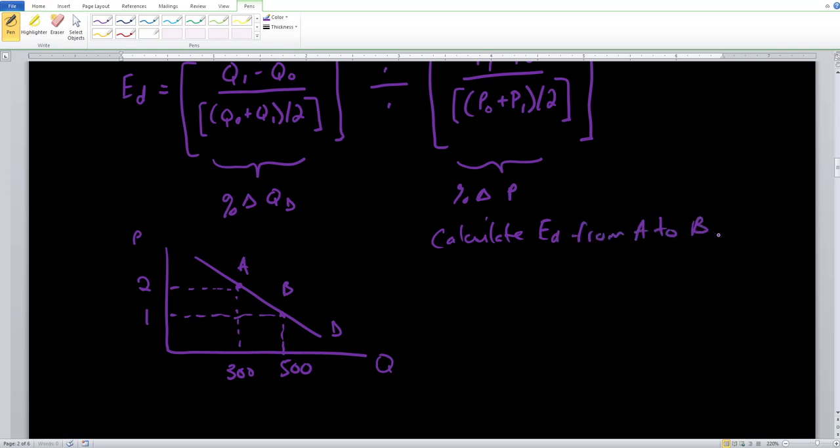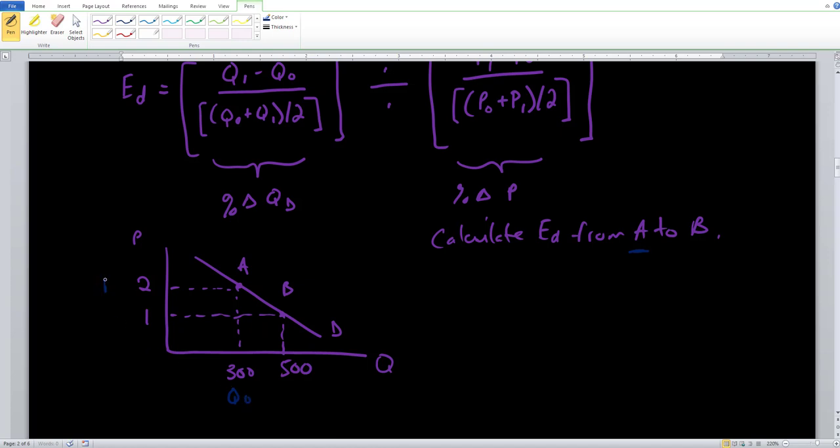And in this case, it really doesn't matter if we go from A to B or from B to A. We will get the same exact percentage because we are using the midpoint formula. So the easiest way for us to start is to go ahead and say, hey, what's our starting point, what's our ending point, and label these things. So we are starting off at point A in this instance. So at point A, this is going to be our Q0 right here. So 300 is our Q0.